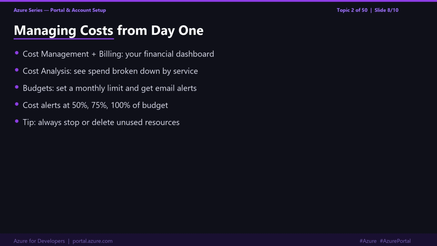The most common reason developers get unexpected bills: they forget a virtual machine or database running in the background. A VM running 24/7 can cost $30 to $100 a month depending on size. Make it a habit: when you are done with a resource, stop it or delete it. Stopping a VM stops compute charges, but the disk still costs. Deleting removes everything.